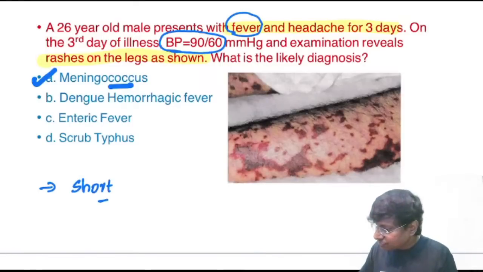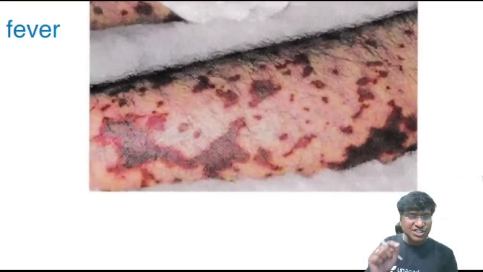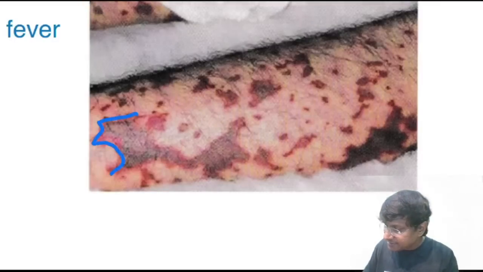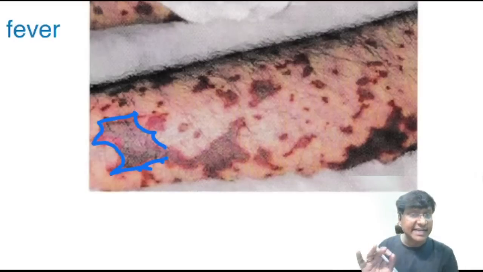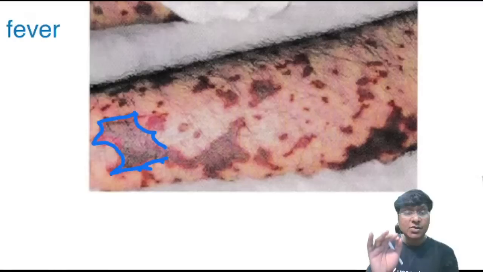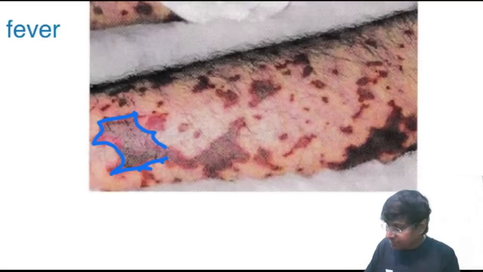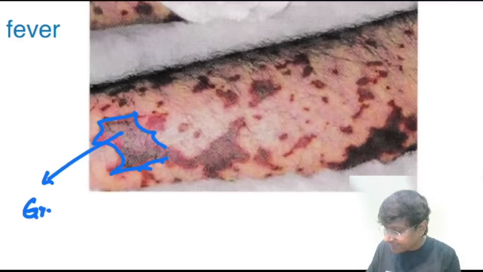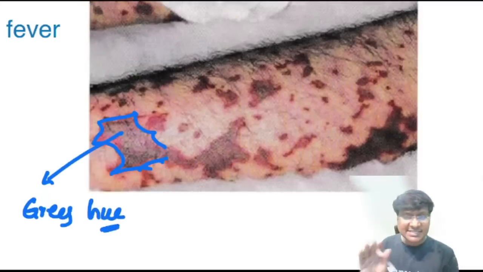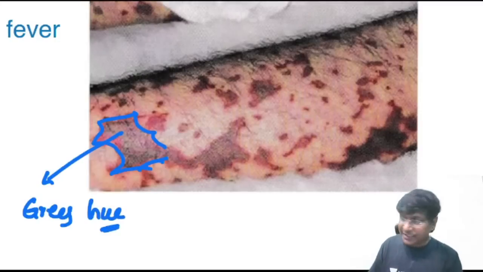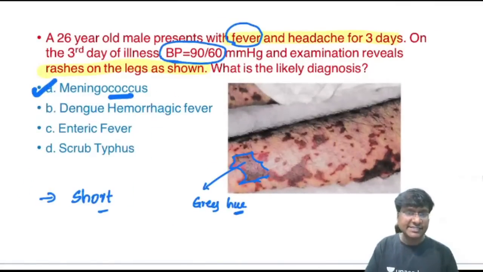Now take that particular rash, that skin manifestation. What is the shape of this skin manifestation? You have that stellate purpura, which is nothing but a starry appearance. Stellate purpura with central dusky or gray hue. This is what is suggestive of meningococcal infection rash. So slightly gray hue will be there. That is the classical presentation in case of meningococcemia, which is nothing but your Neisseria meningitidis, right?